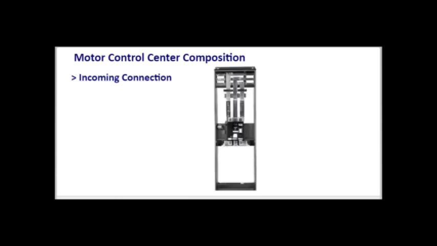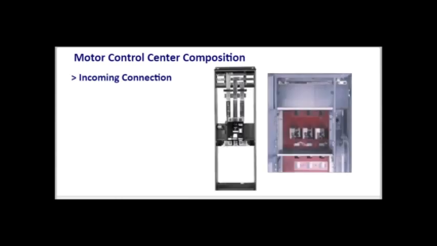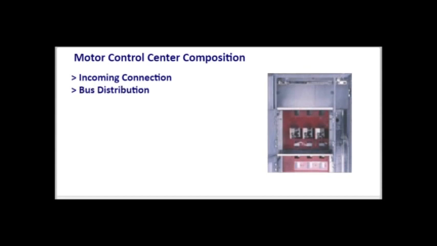Let's examine how a motor control center is composed. The incoming section is where the distribution power is connected. It can be a main circuit breaker shown here, or main lugs only as seen in this photo. From there, the power gets distributed by an internal bus system. This arrow points to the ground bus.